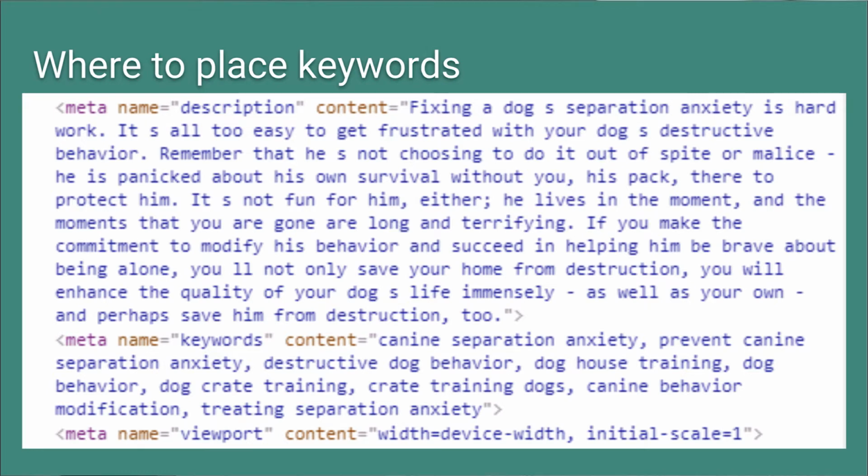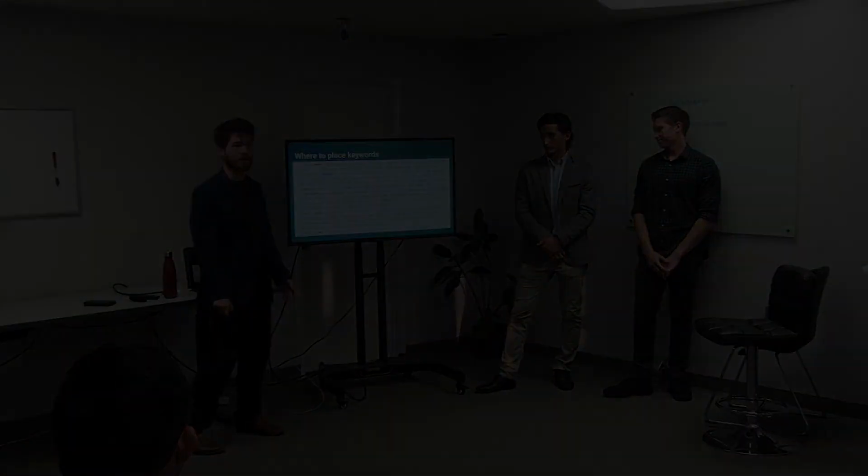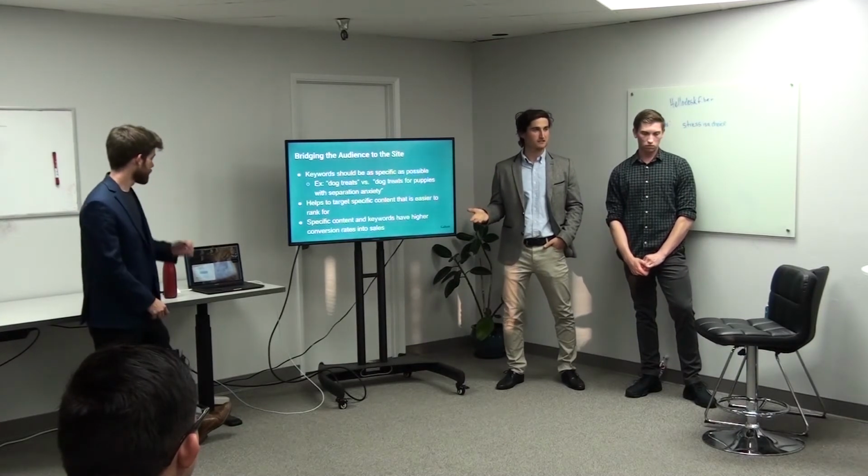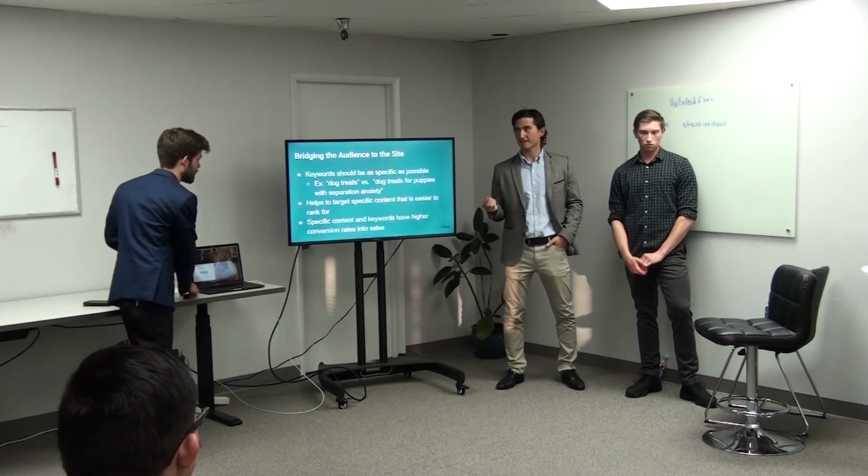It has a whole bunch of things that aren't necessarily the exact text that they had on the H1 or H2, but it has a lot about dogs and separation anxiety. And then here there's a meta name for keywords. So this has canine separation anxiety, prevent canine separation anxiety, destructive dog behavior, doghouse training, dog behavior, dog crate training, etc. Really, really hammer this home that if you're trying to sell dog treats, you really have to get specific with what dog treats you're selling.